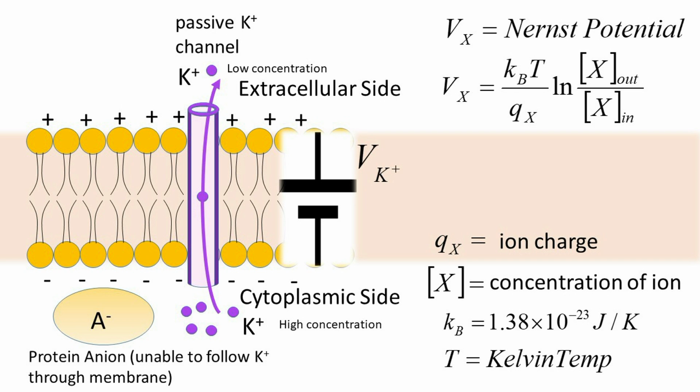This forms a type of battery or voltage source across the membrane. Eventually, the attraction of the negative anions brings the diffusion to a halt and an equilibrium is achieved. The equilibrium voltage for a specific ion is called the Nernst potential for that ion. The Nernst potential is computed using the Kelvin temperature T, the charge of the ion, Q, and the ratio of the outer and inner ionic concentrations. A larger ion concentration ratio leads to a greater magnitude for the Nernst potential.